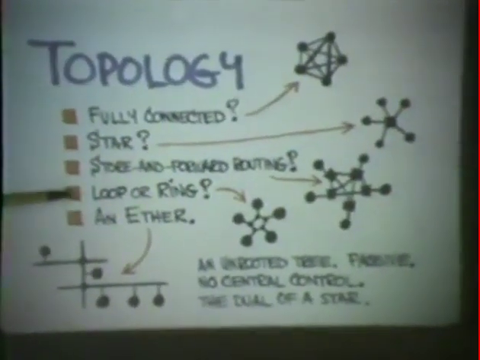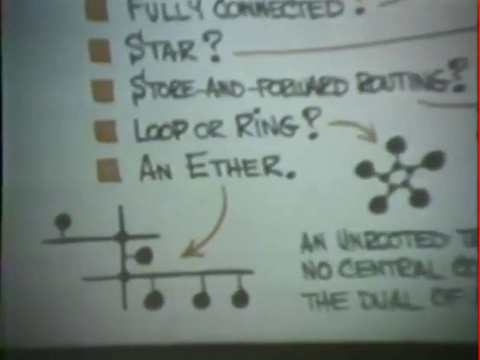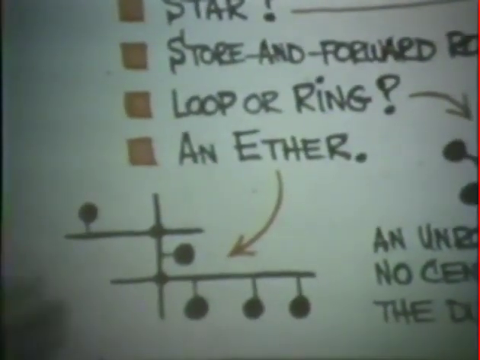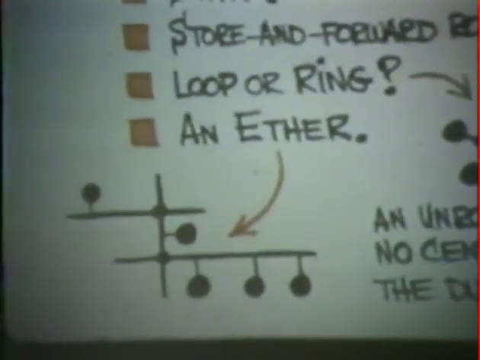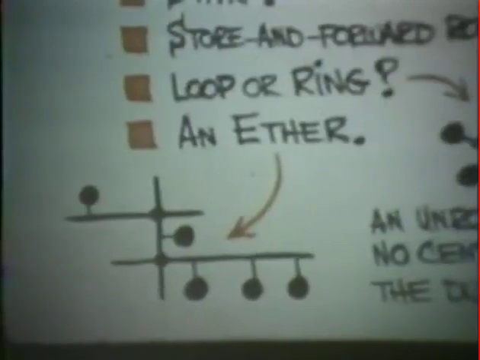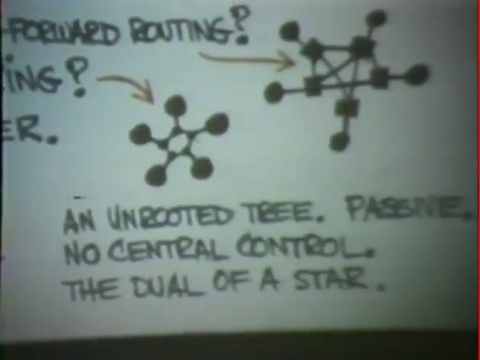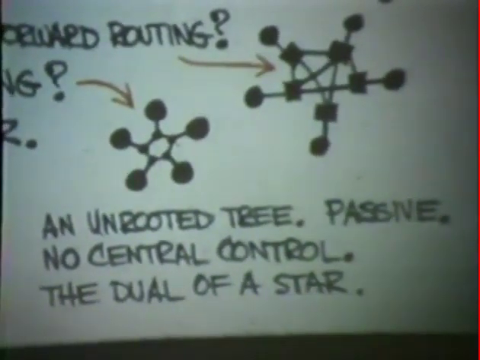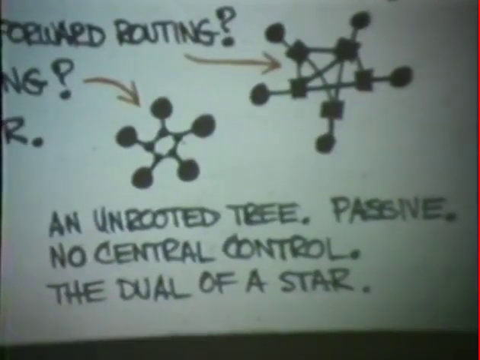So finally we came to this last alternative, the so-called ether topology, which is in principle an unrooted tree with no intelligence whatsoever, simply a medium through which packets can be transmitted. There is no central control required in that the ether itself is simply a medium which carries a transmitted packet to all places. There is no switching in the ether itself.